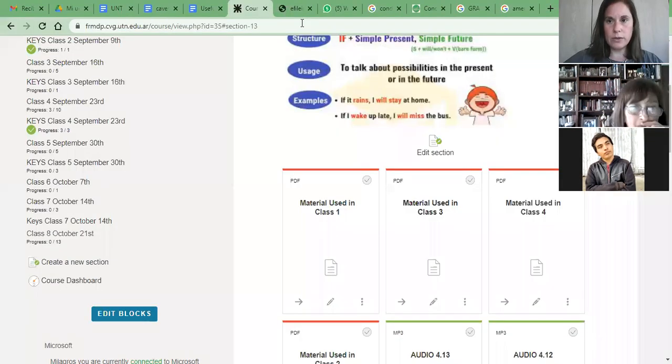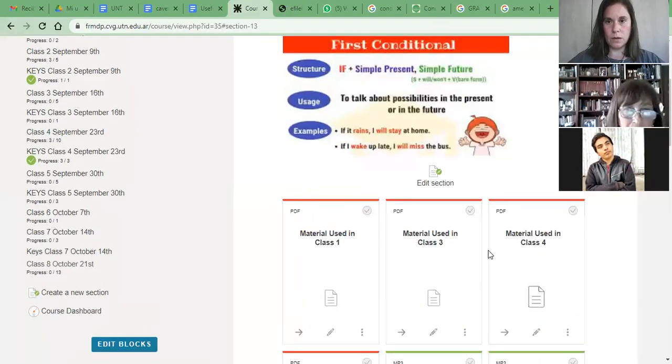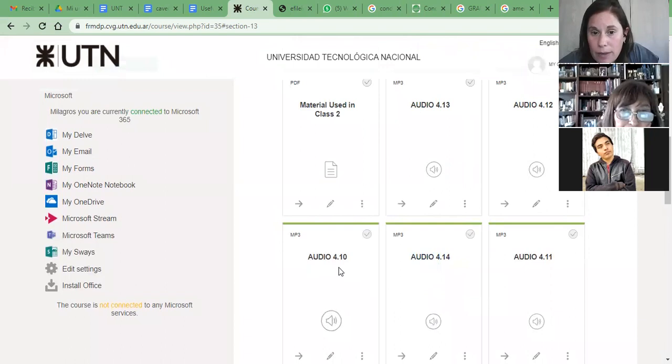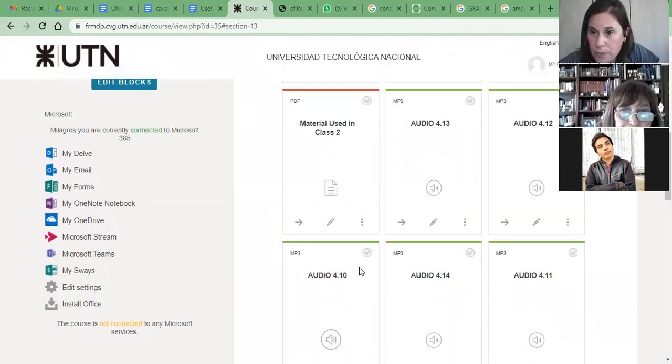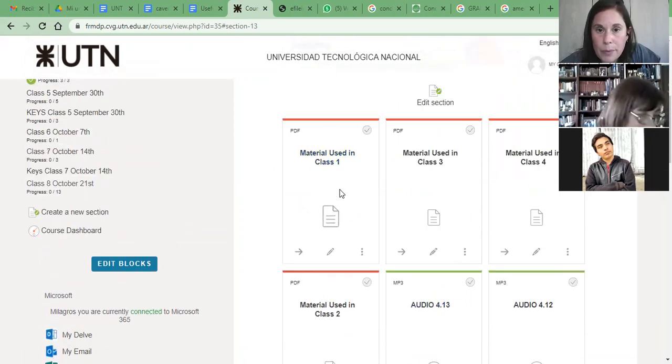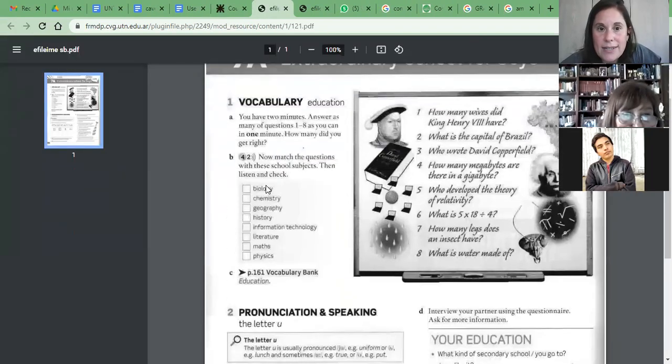Good. So for homework, this is what we are going to do. Can you see the screen? We have to start working a lot with listening. In all of the pages that I show, the ones that say audio are audios. They have numbers. For example, I will open 1.5 here, and here it says 4.2. Can you see it?